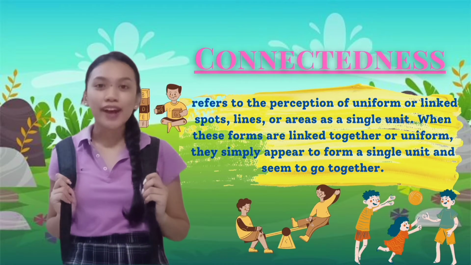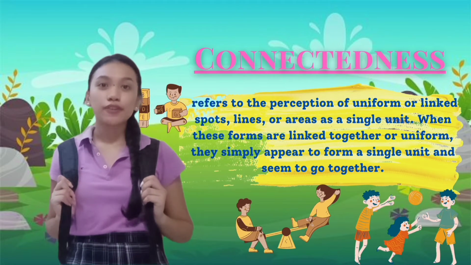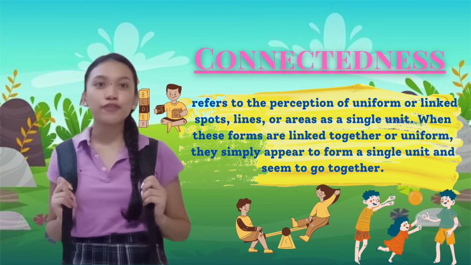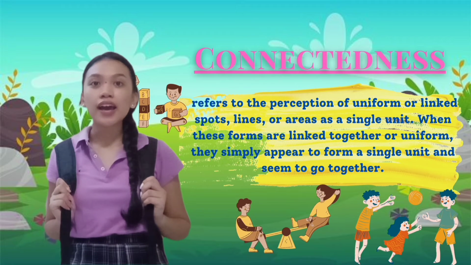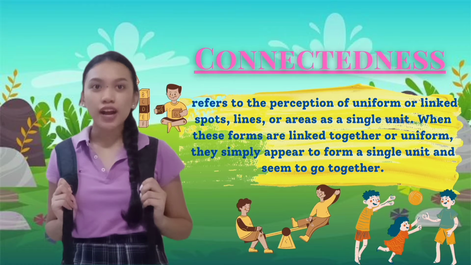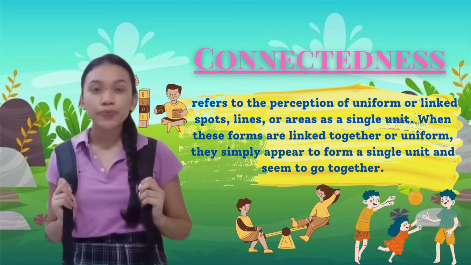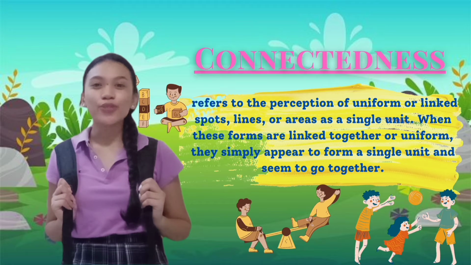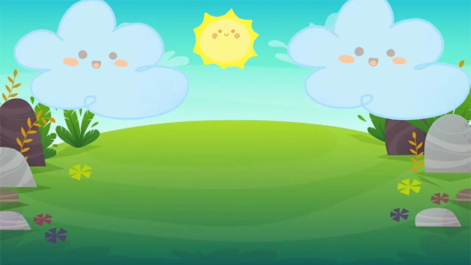Connectedness, or figure and ground, refers to the perception of uniform or linked spots, lines, or areas as a single unit. When these forms are linked together or uniform, they simply appear to form a single unit and seem to go together. The primary goal of the Gestalt theory is to encourage the brain to view not just the whole, but also the parts that make up that whole.